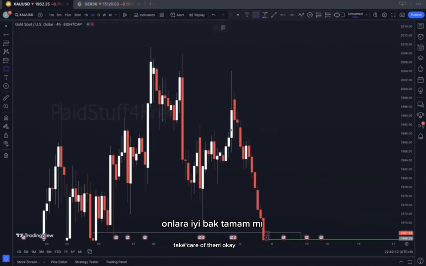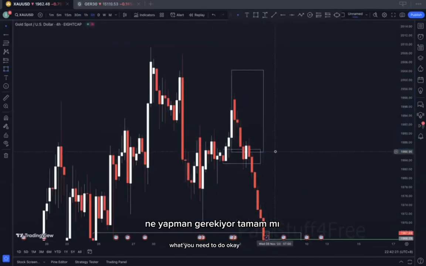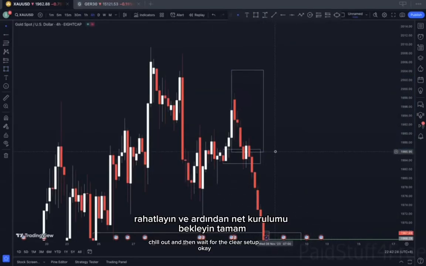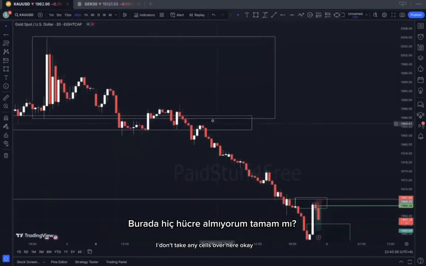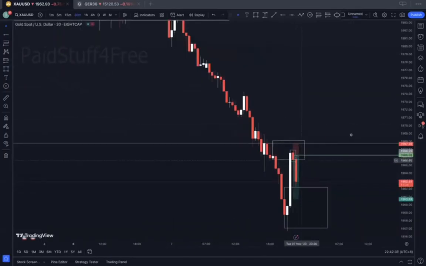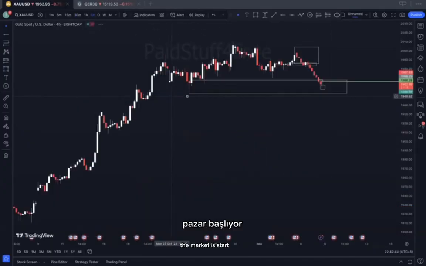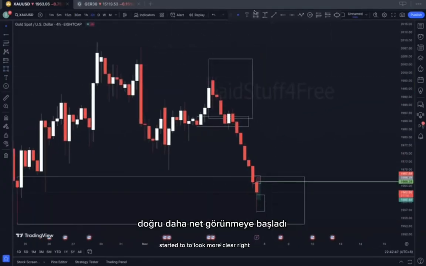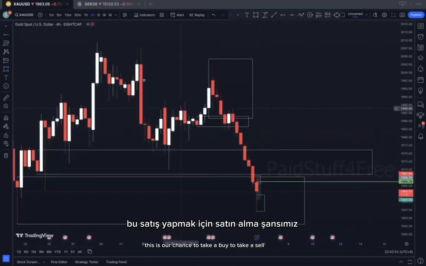Love our capital, take care of it. Look over here and here. When the prices overlap on each other, what you need to do is chill out and wait for the clear setup. I don't take any sells over here. This is my first trade for today. Because right now the market has started to look more clear. This is our chance to take a buy, to take a sell.